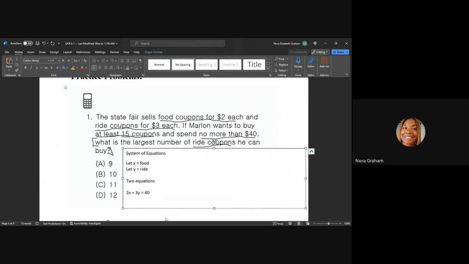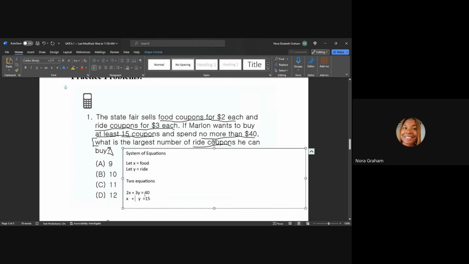Now, the quantity portion is always the easy equation. It's just adding, just taking your variables. So X plus Y, and that's going to be equal to 15, since he said 15 coupons is at least how many he wants. Okay. That's how I set that up. The next thing we're going to do, probably it's not going to be perfect, guys. Sorry. I'll make it look better when I write it up there.